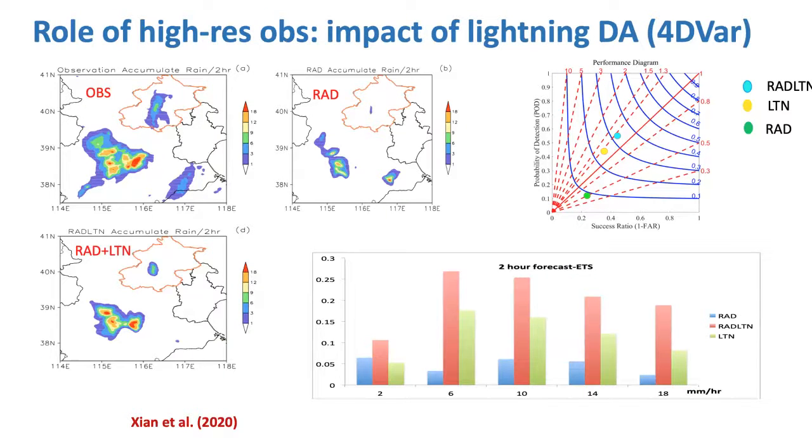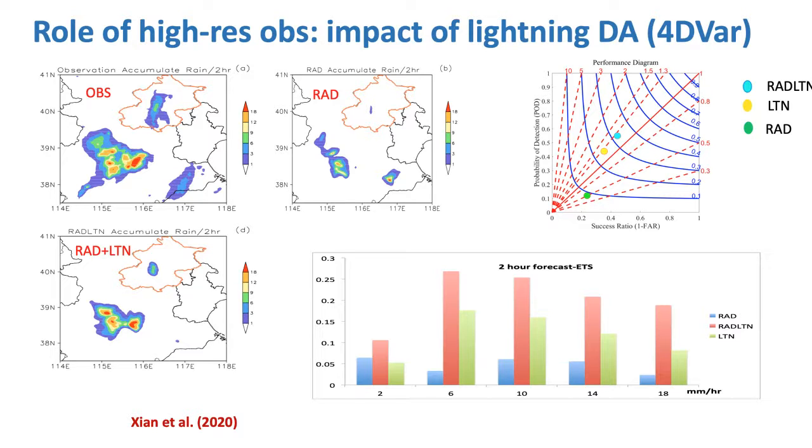Okay, here is an example to illustrate the role of high-resolution observation using lightning data observations. You can see what I show is the observation on the upper left. The upper right panel, labeled RAD, means that the forecast uses the radar observation only to produce the forecast. And the lower left shows the result by combining radar and the lightning observations.